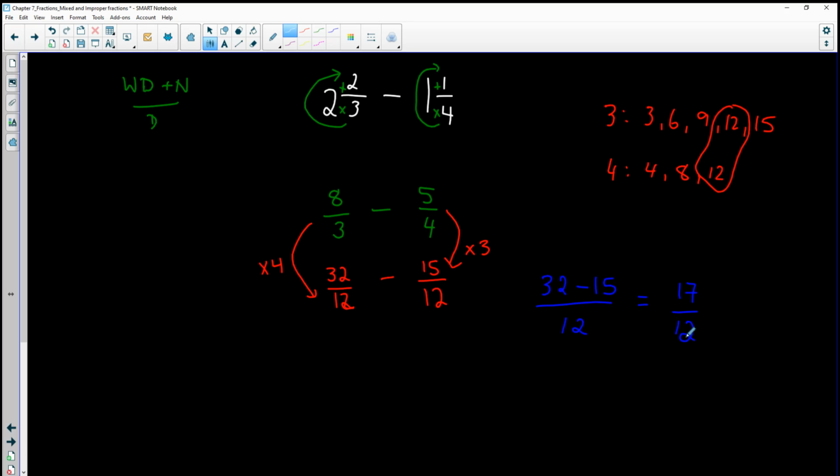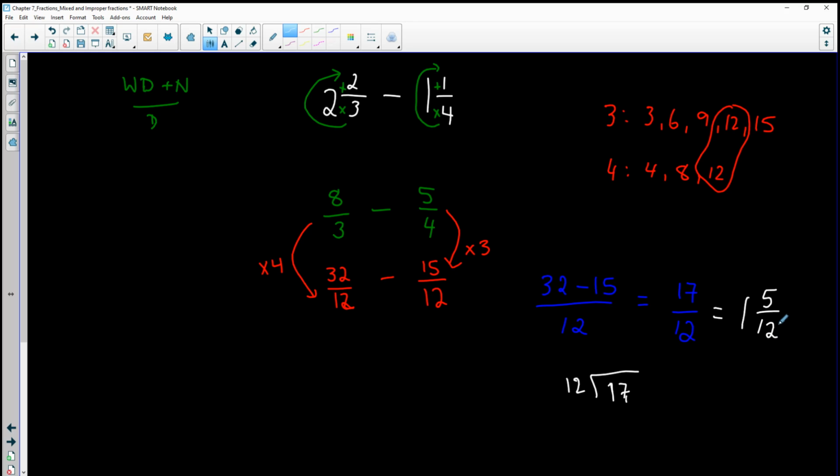By asking myself, well, how many times does 12 go into 17? I could do my long division, but I know right off the bat that that's actually going to just go in one time. So that's going to equal 1 whole with 5 remaining over 12.